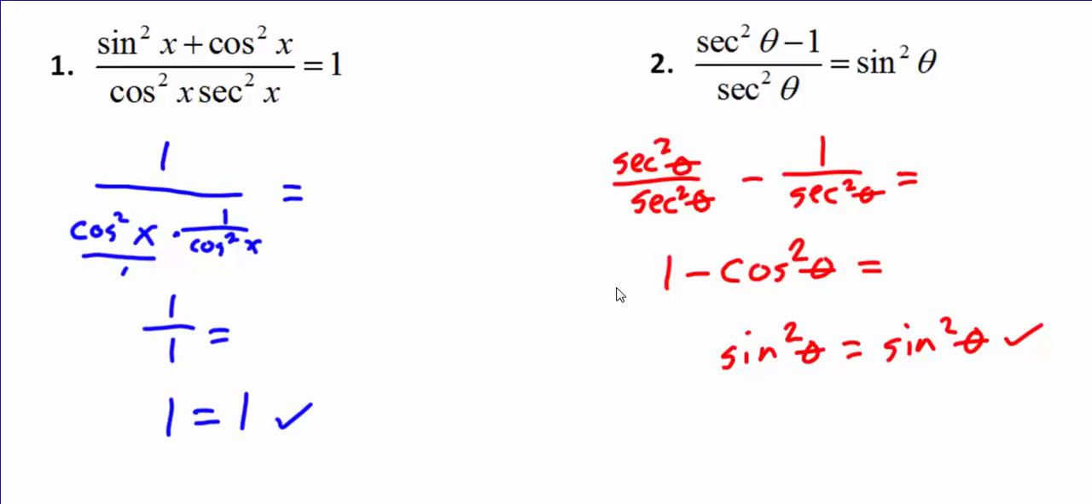Again, you can't just jump to the answer and say sine squared equals sine squared. Done. Move to the next problem. That's worth 0 points out of however many it's worth. All right, let's keep on going.